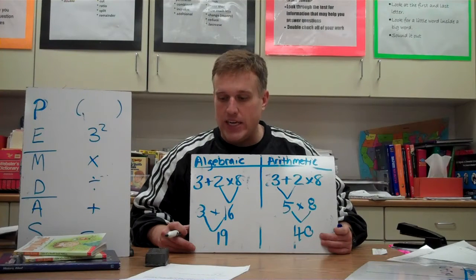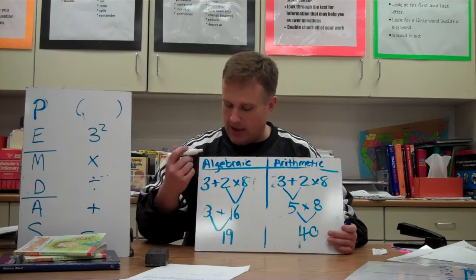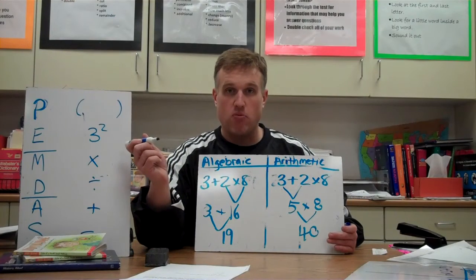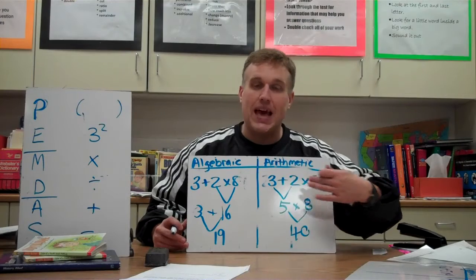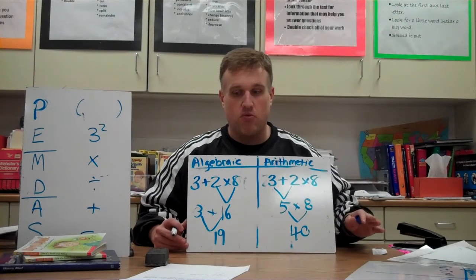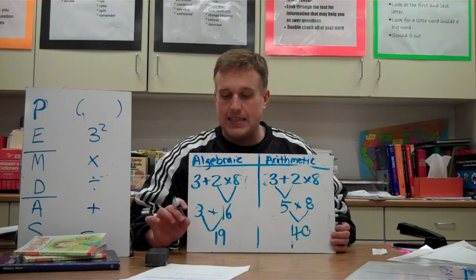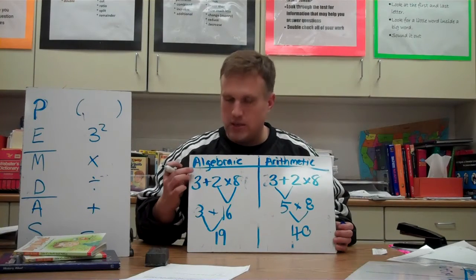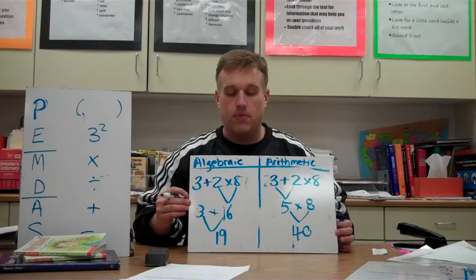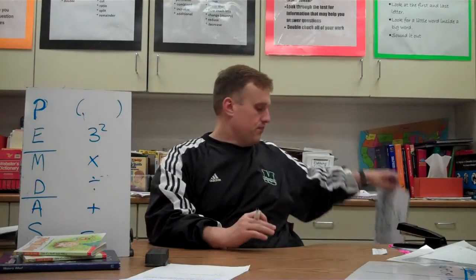And then explain how each calculator solved the problem. So again, algebraic, they use the order of operations to get the answer. Arithmetic, they just solve going left to right, no matter what the operation is. And it says, lastly, tell which answer is the correct one. The correct answer, as we know, is using the algebraic way. Okay? So that's number one.